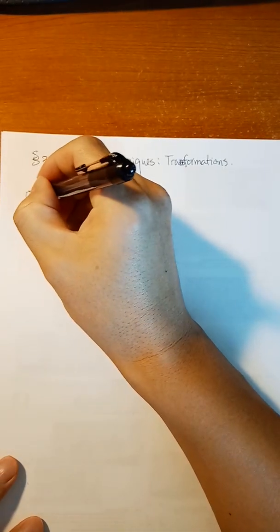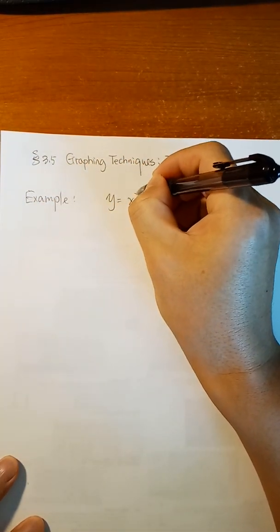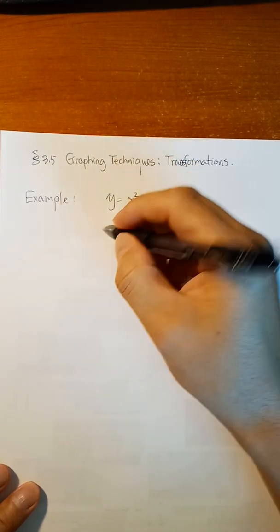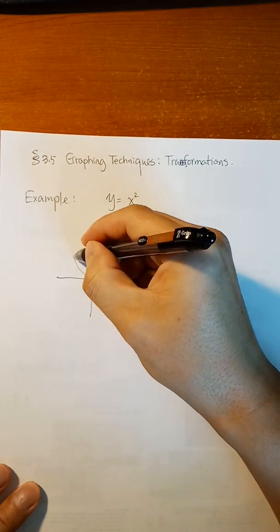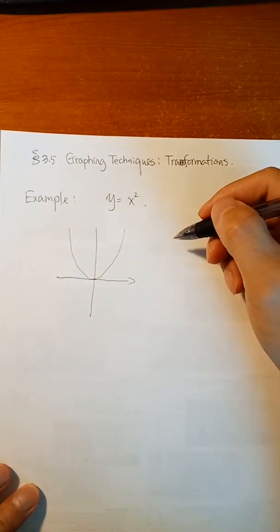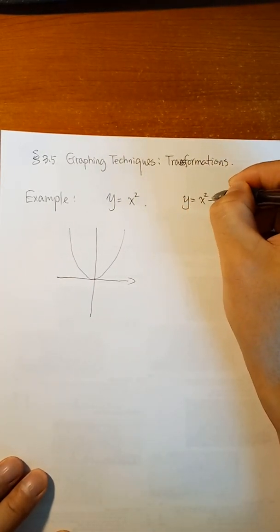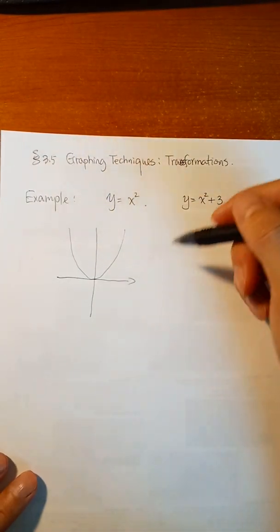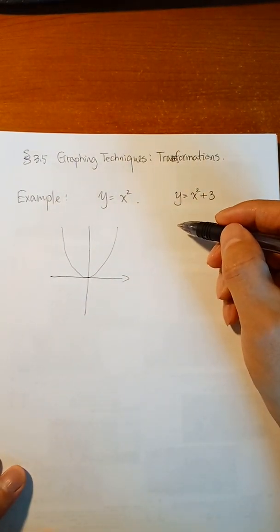Okay. So first, for example, we already have the square function, x squared. We can get its graph. The graph is this. A problem. But what happens if we want to get the graph of y equal to x squared plus 3? So how do we get the graph of the second function? The second function is slightly more complex than the first one.